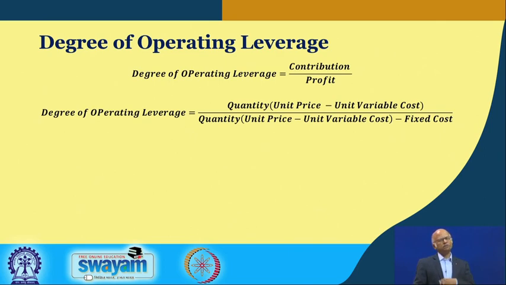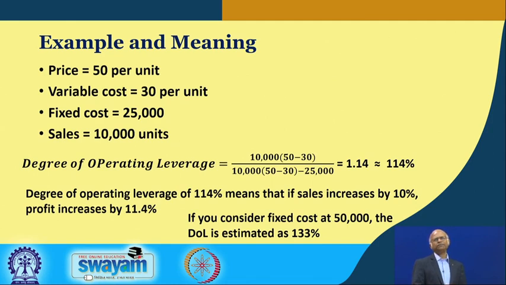Degree of operating leverage has many formulas actually, but here are some: contribution divided by operating profit, or the percentage change in operating profit divided by the percentage change in sales. Quantity multiplied by unit contribution gives the contribution, divided by operating profit. Operating profit is EBIT, earnings before interest and tax.